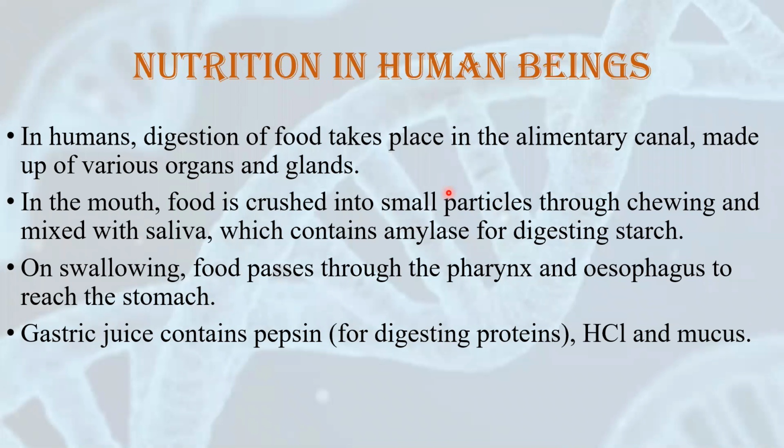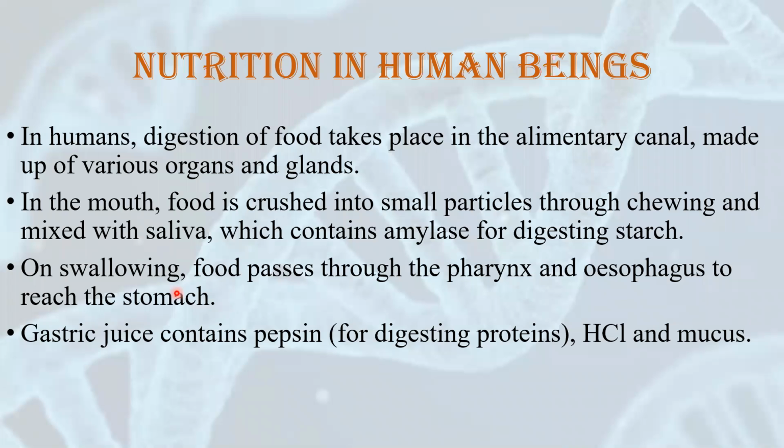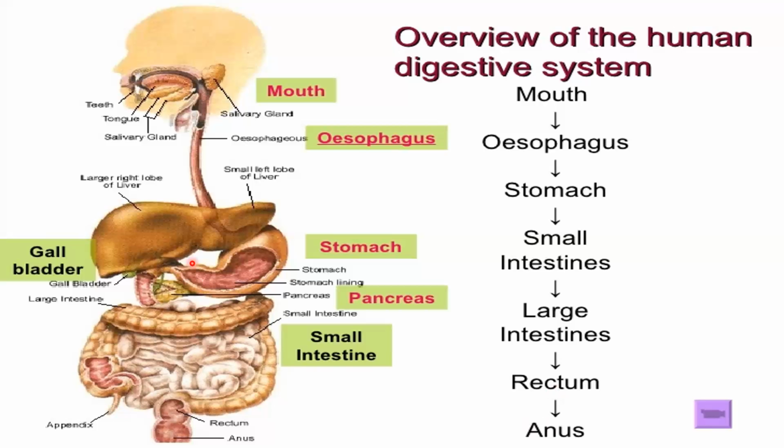So let's start nutrition in human beings. As I said, digestion of food takes place in the alimentary canal. Now, along with the alimentary canal, the digestive system also consists of glands. As you can see here, salivary glands, then this is the liver, this is also a gland, and here there is the pancreas. So these three glands are present. Now, all the organs that you have seen here have different functions, and the functions of all of these organs are very important for carrying out digestion.